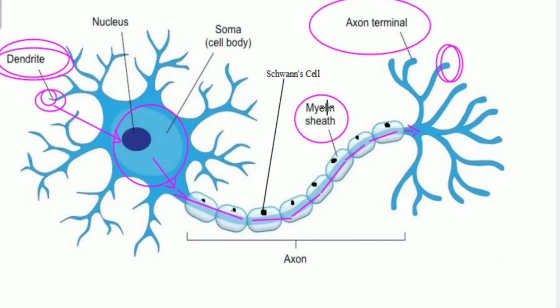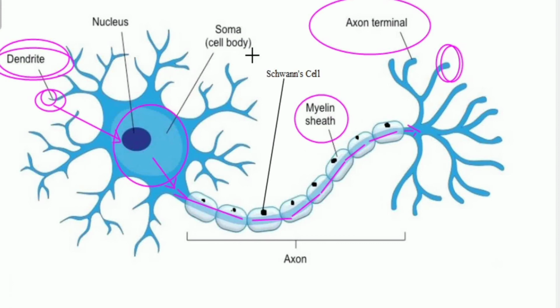Suppose the myelin sheath gets damaged, of course there is a problem. What is the problem? The impulses slow down. This is the myelin sheath, which provides protection to this nerve cell, also called the axon.